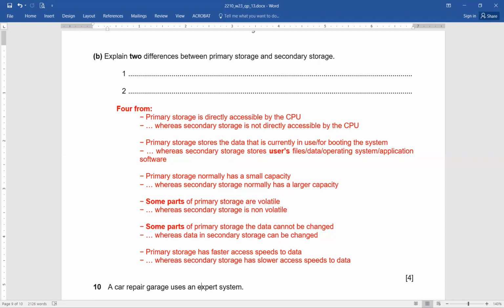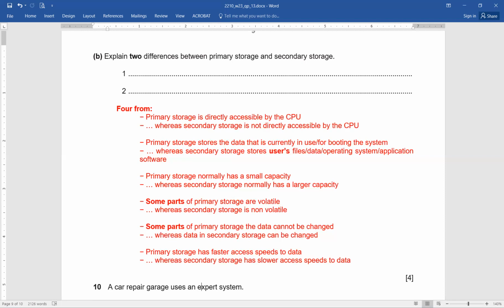Primary storage has faster access speed as compared to secondary storage. So that is why the answer will be: primary storage has faster access speeds to data, whereas secondary storage has slower access speed to data. In this manner, please be very cautious about the way of answering. You know the answer, I know very well. You write down the answer properly. That is the key to gaining the full marks.